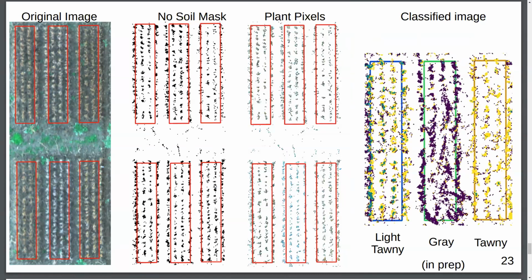So we take our original image, and there's our precision boundaries that we've drawn in order to figure out what is what in the image. We did a no soil, so we removed all the soil pixels, and then we end up with our plant pixels there. So these would be representative of the actual plants and the color of those. And then this is an older version of the model, but you can see that we see differences between our tawny, our gray, and our light tawny. So the idea is that we can predict these on a wide scale. And this is work that we're kind of just finishing up now, and it's looking very promising.